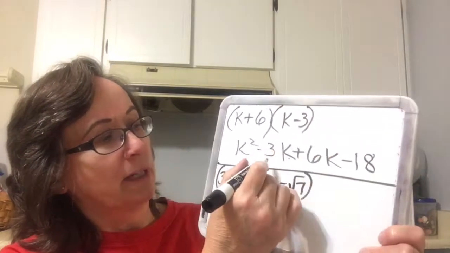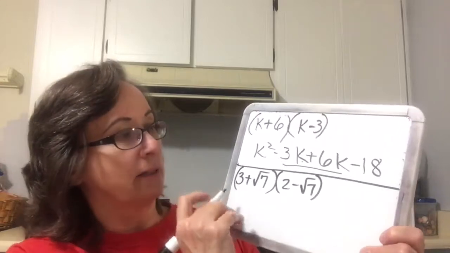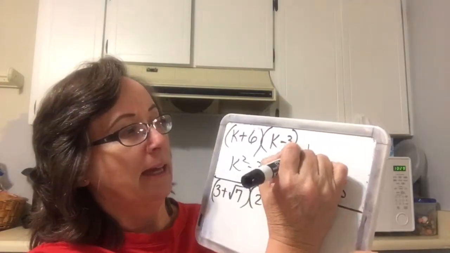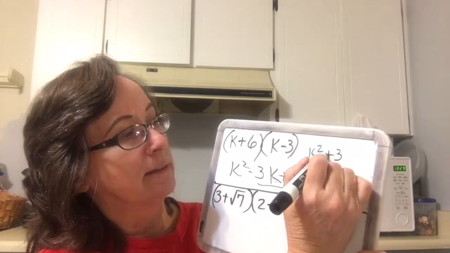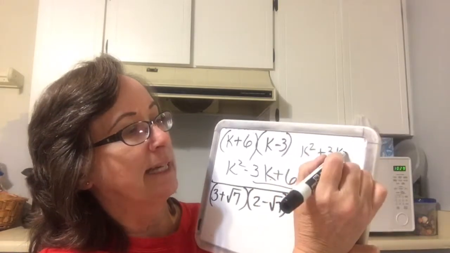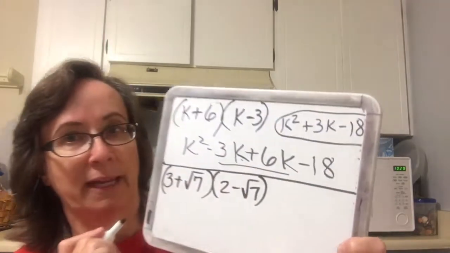And we go back and we look and we say, yep, the inside term and the outside term will add together to give me k squared plus 3k minus 18. And there we have that one.